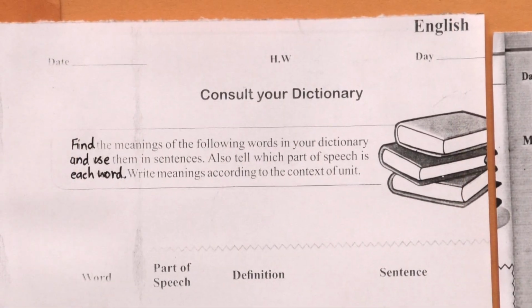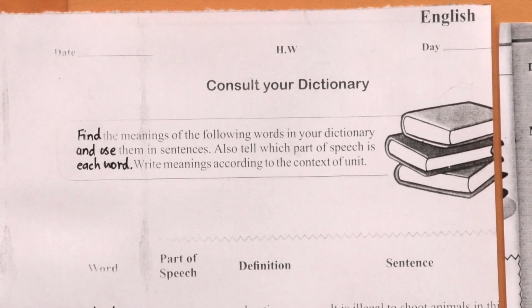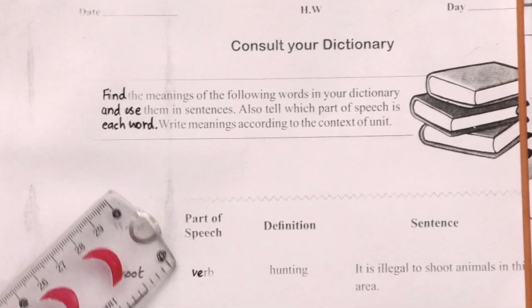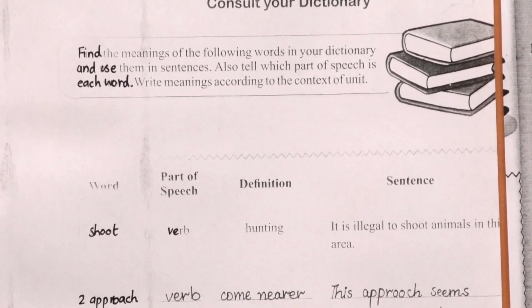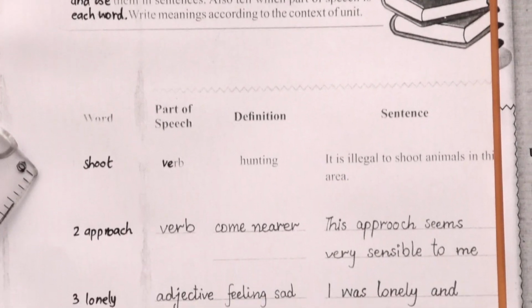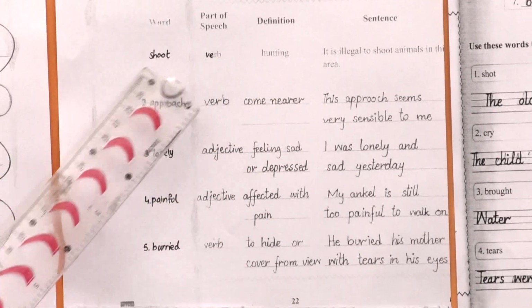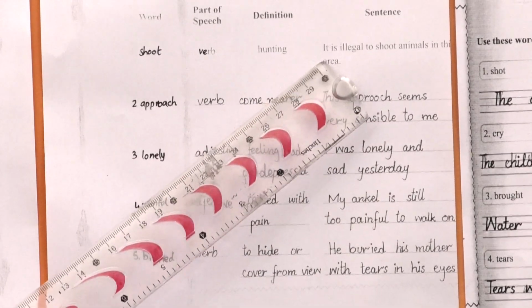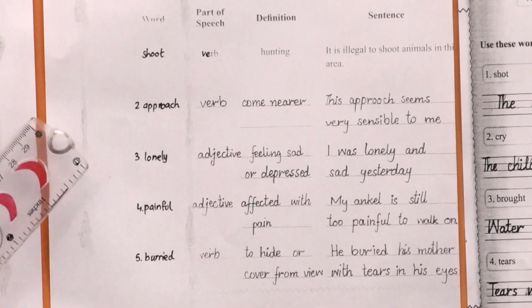This is page number 22. You are going to write meanings of the words given to you. We are also going to write the part of speech they belong to. We are going to write meanings in this column and then make sentences using these words. Our first word is shoot. Shoot is a verb. Shoot means hunting, and the sentence is: it is illegal to shoot animals in this area.